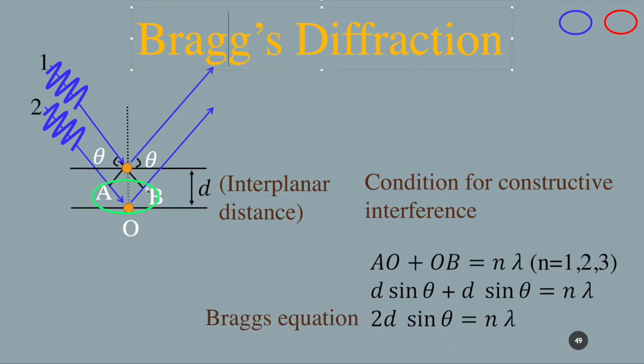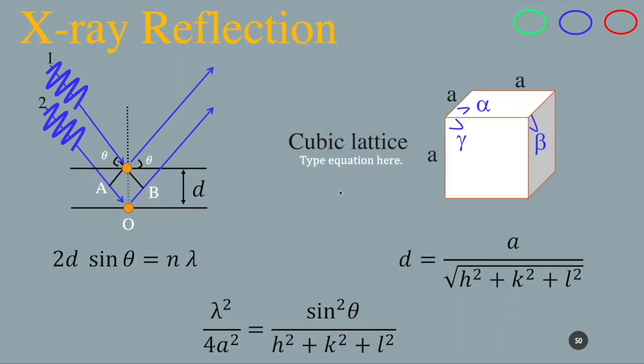This is a simple but profound equation. Now we know the relationship between d spacing, lattice parameter, and Miller indices. Now we know the condition for constructive interference.